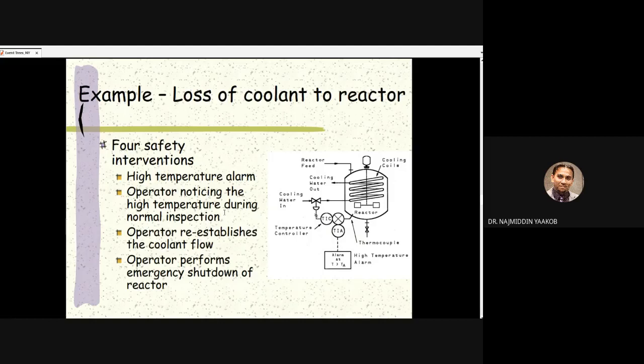Number 1, high temperature alarm. The operator notices the high temperature during normal inspection. The operator re-establishes the coolant flow, and the operator performs an emergency shutdown of the reactor. So these are all the safety interventions. So how do you construct this?